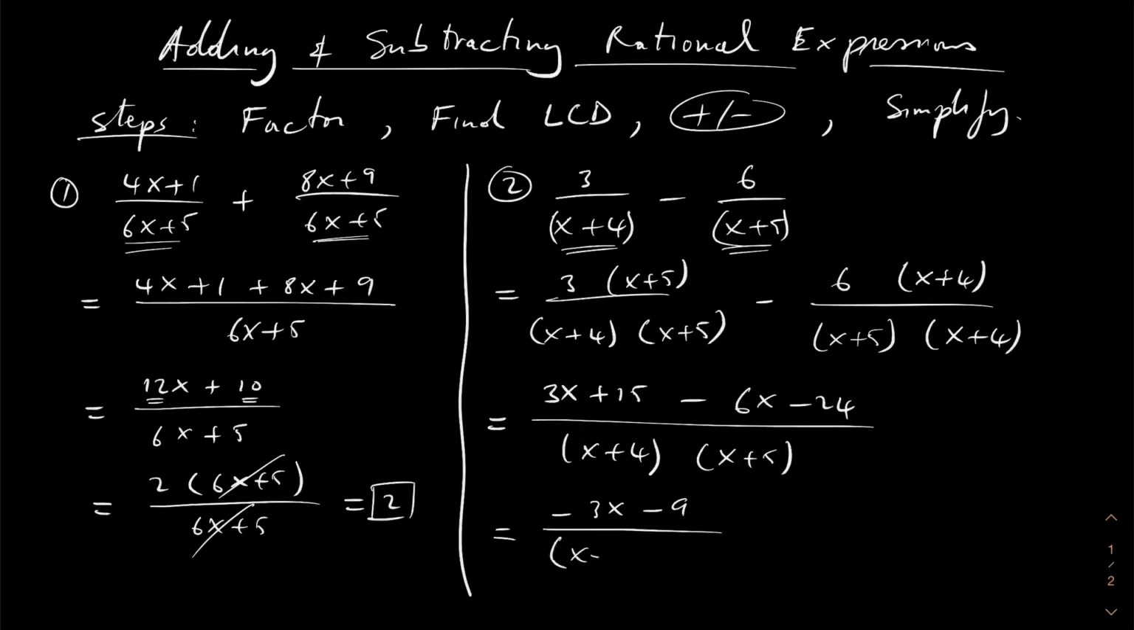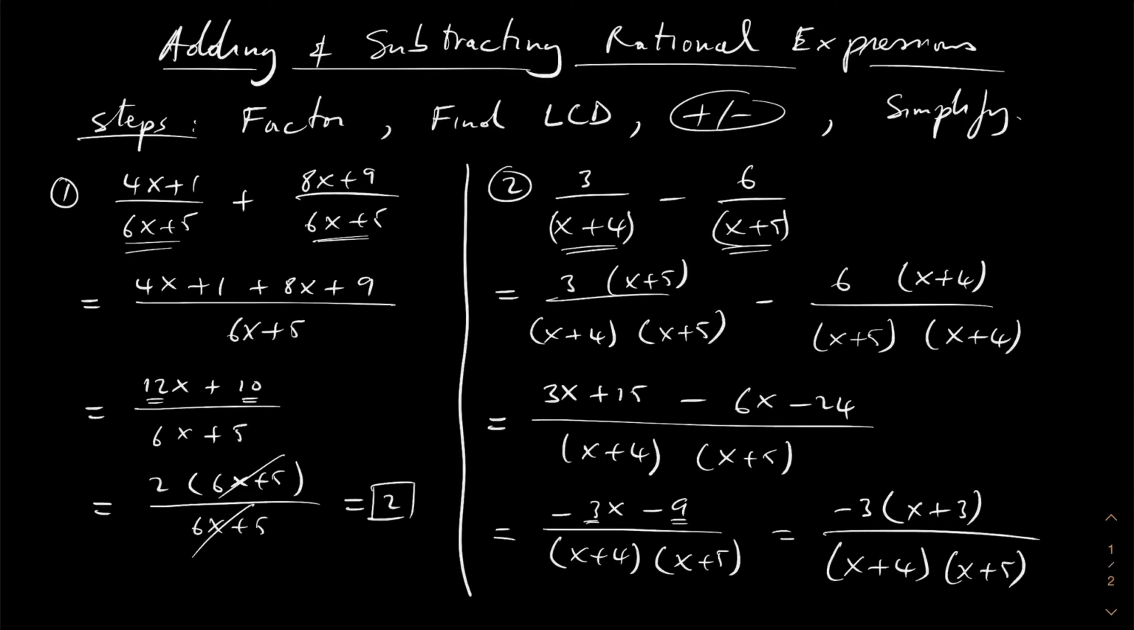And so lastly, you can see that this numerator has a negative 3 in common as a factor. And so you can pull out the negative 3, giving you negative 3 multiplied by x plus 3 divided by x plus 4 times x plus 5. And here you can see that you can't do anything more because there are no common factors in the numerator and denominator. So you can stop right here and you're done.